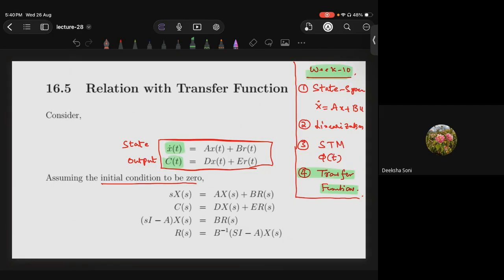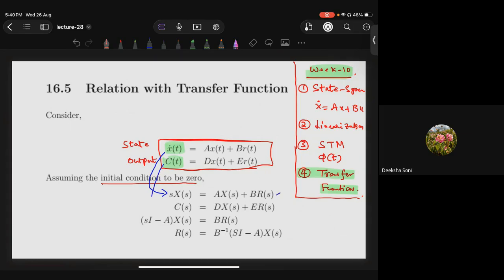If you take initial conditions as 0, because the first equation is the differential equation, and apply the Laplace transform to the first equation, you get this.